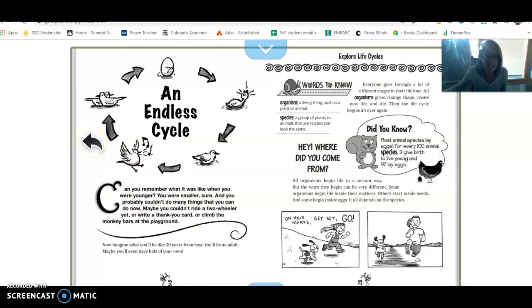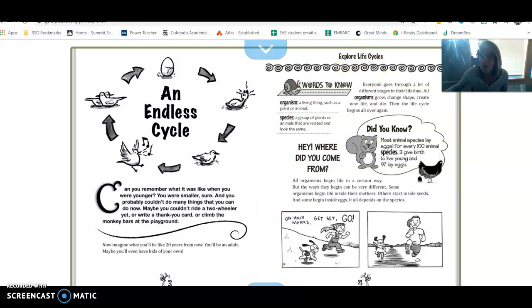An endless cycle. Can you remember what it was like when you were younger? You were smaller, sure, and you probably couldn't do many things that you can do now. Maybe you couldn't ride a 2-wheeler yet, or write a thank you card, or climb the monkey bars at the playground. Now, imagine what you'll be like 20 years from now. You'll be an adult. Maybe you'll even have kids of your own.